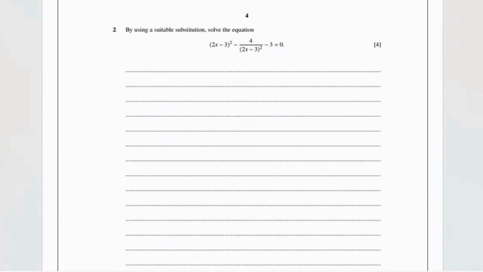Then it says by using a suitable substitution, solve the equation. So this is another type of question you can get for quadratics. It says 2x minus 3 whole square minus 4 over 2x minus 3 whole square minus 3 equals to 0. So the question has clearly identified that we have to use a suitable substitution. So you don't need to expand the brackets and solve it. So we can assume that 2x minus 3 equals to y.